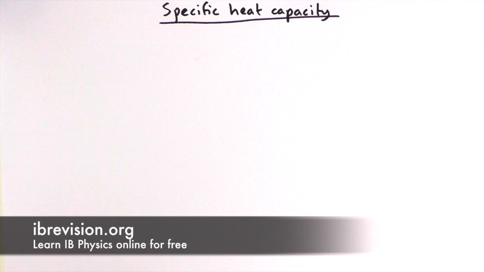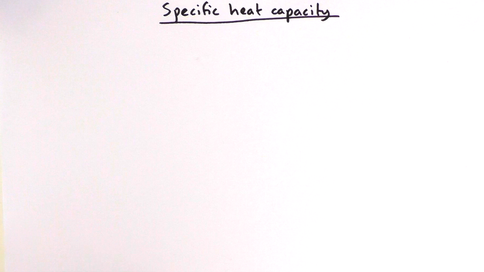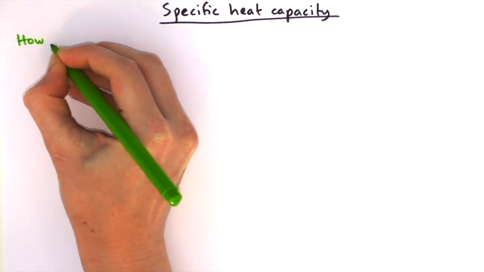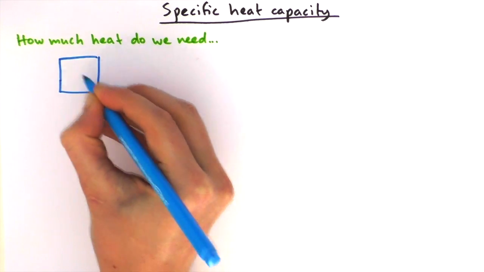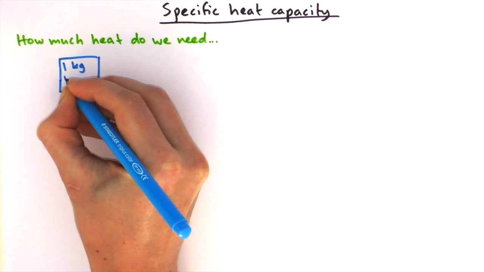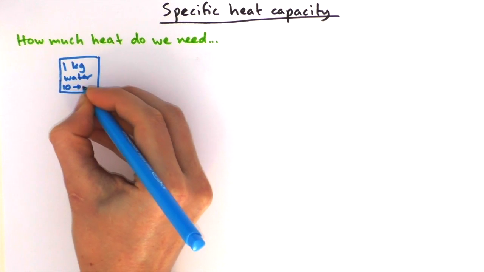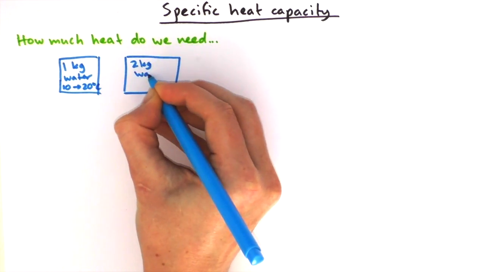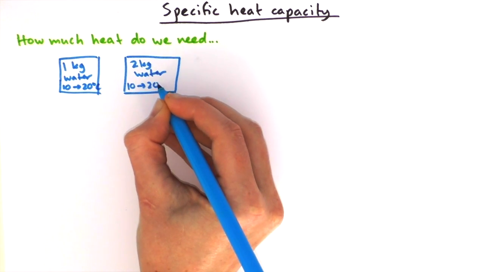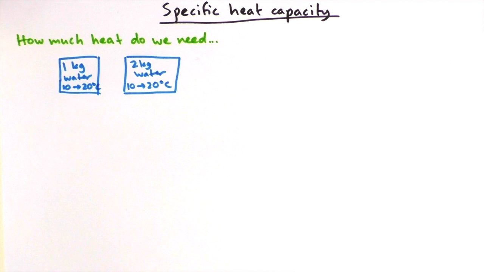This video is about specific heat capacity and the formula that we use to calculate the amount of heat transferred. And we'll start by looking at three comparisons. The first one is if we want to heat up 1 kilogram of water from 10 degrees Celsius to 20 degrees Celsius, and we also want to heat up 2 kilograms of water from 10 to 20 degrees. How do these two differ? How much more heat do you think we're going to need for the 2 kilograms of water?